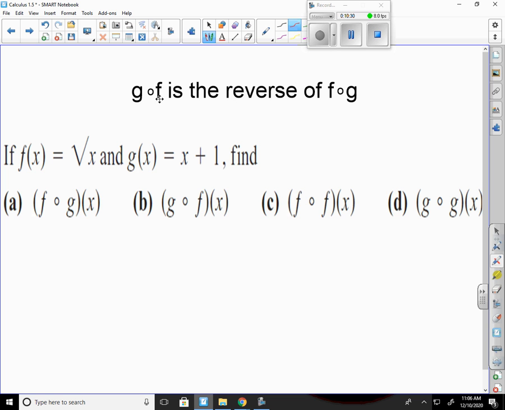G of f is the reverse of f of g. If it's g of f, that means that I'm putting the f function inside of the g function. So then we can work through multiple examples of this. If I do f of g of x, that means that I'm going to put the g inside the f. So square root of x plus 1.